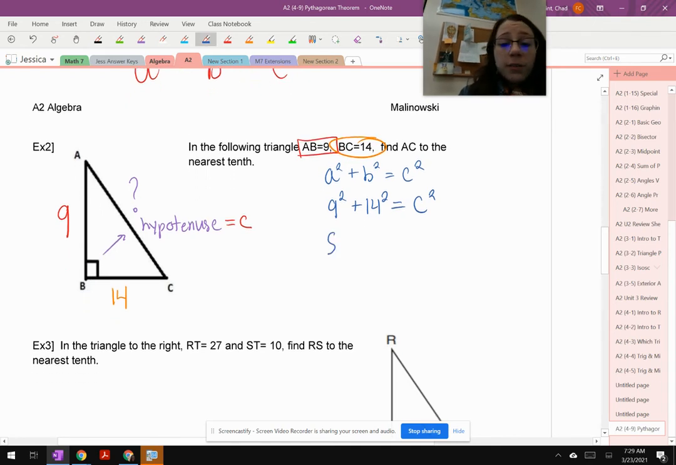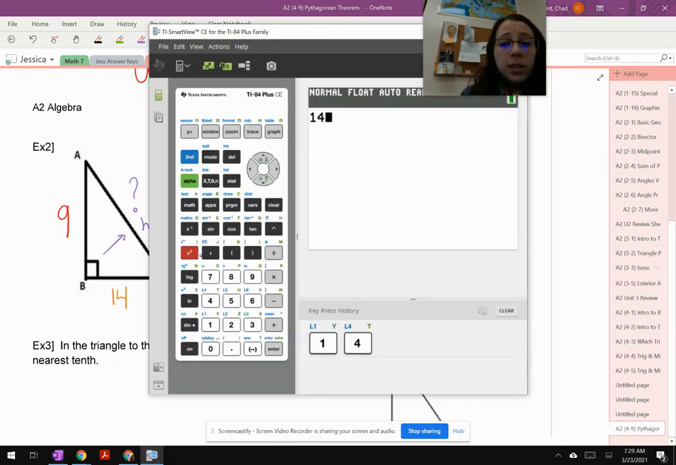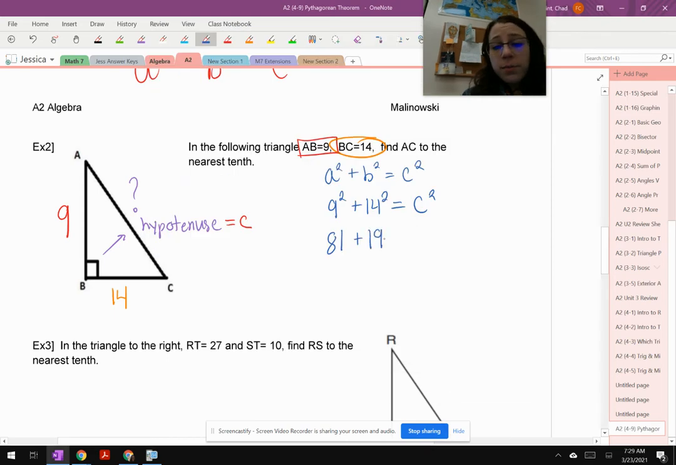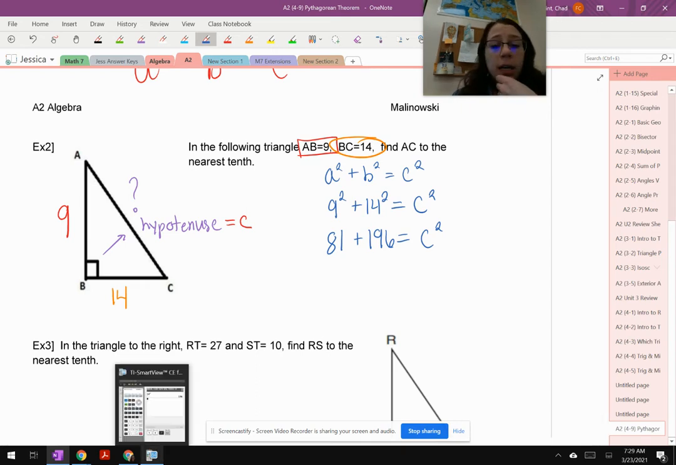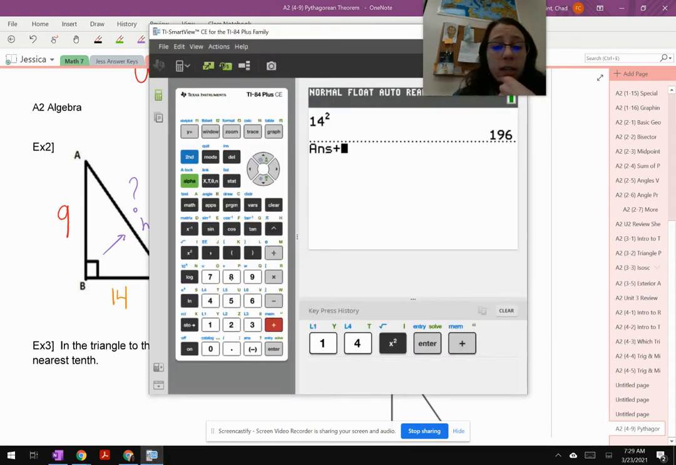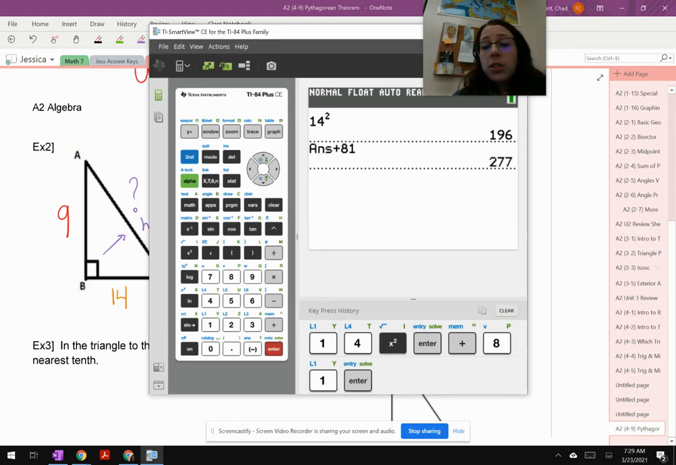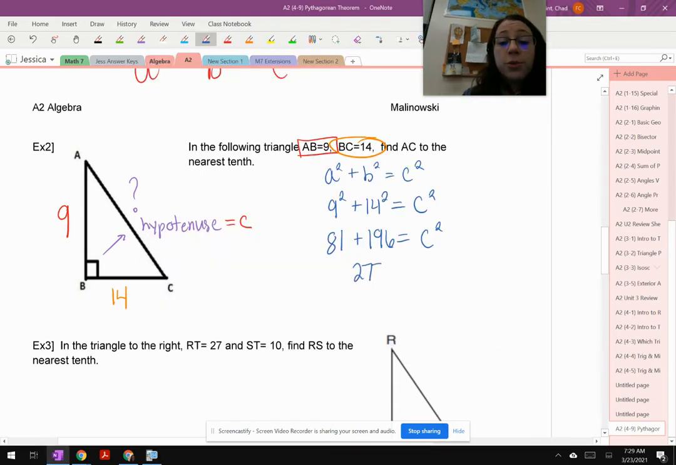9 squared gives me 81. 14 squared is 196. And then that's equal to C squared because that's the piece we're missing. So 81 plus 196 gives me 277.